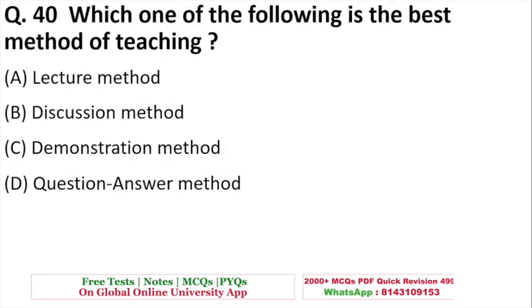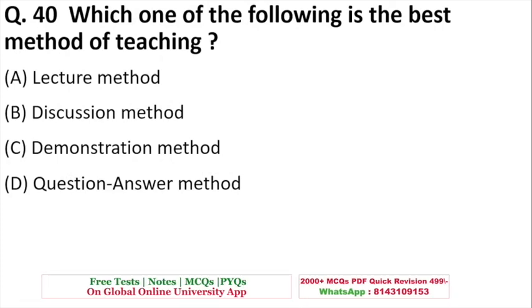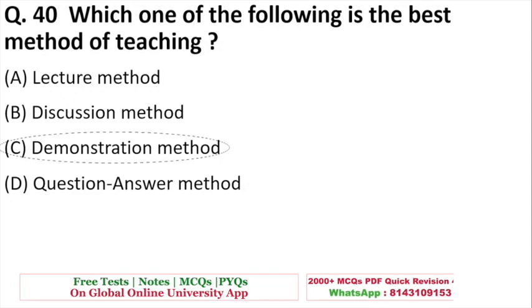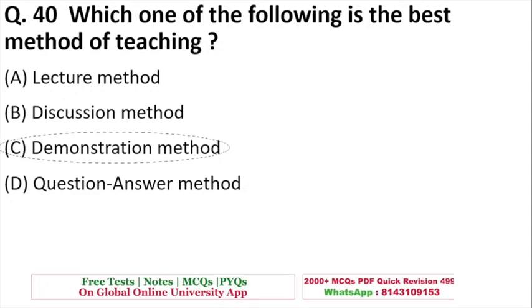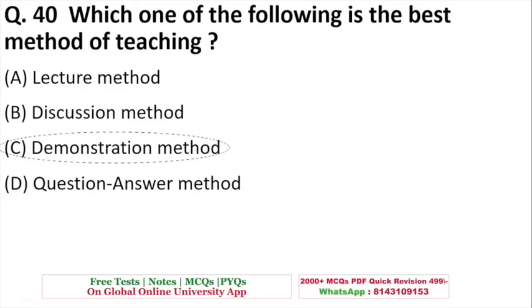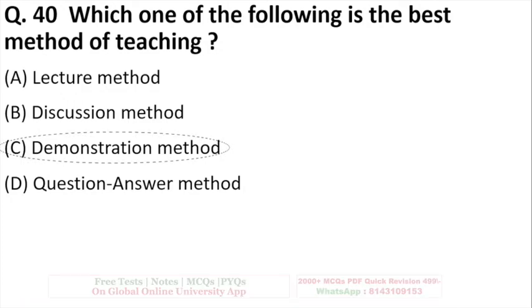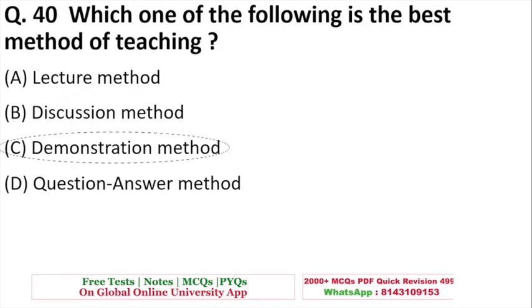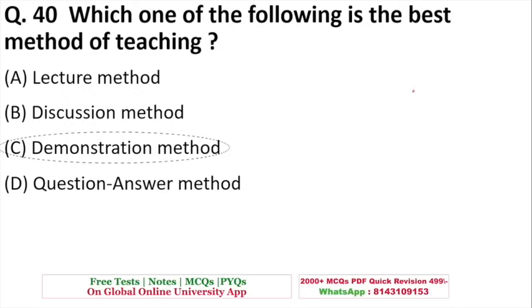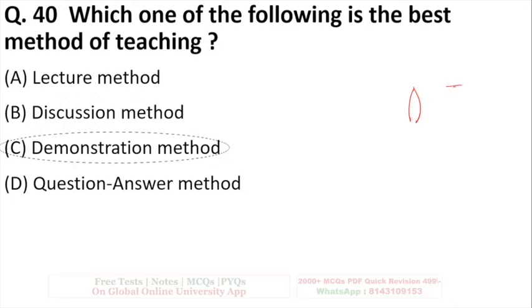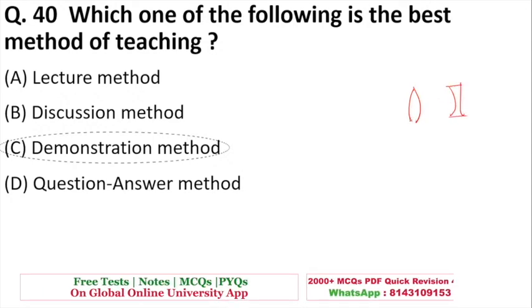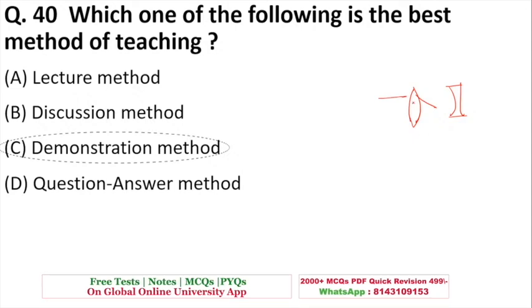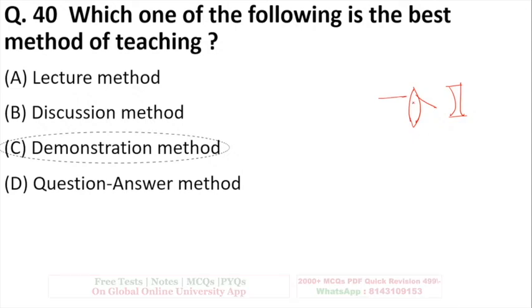Which of the following is the best method of teaching? Lecture, discussion, demonstration, or question answer method? So demonstration method is the best method of teaching. Like if the teacher is talking about physics, about concave lens, or you might have studied concave lens and convex lens. If the teacher shows these lenses and does experiments on these, then the student will understand more. So demonstration is the best method of teaching.